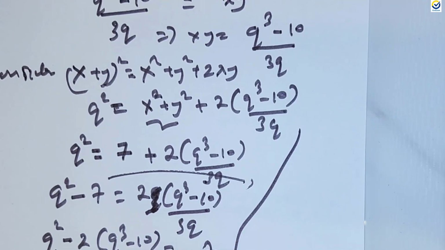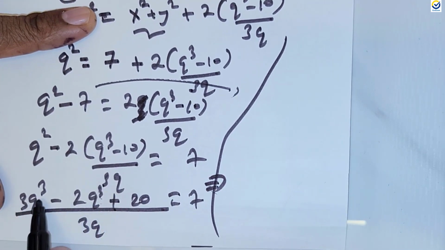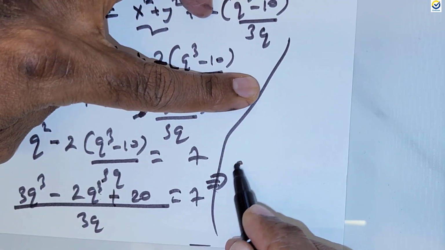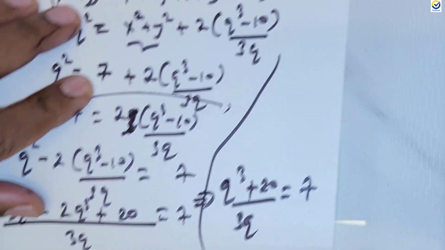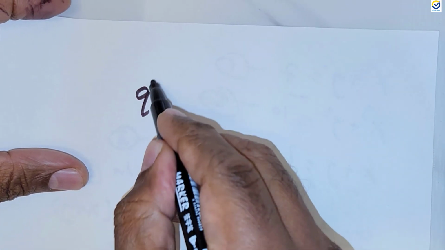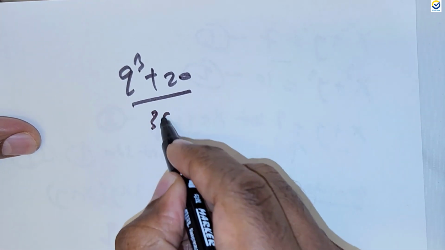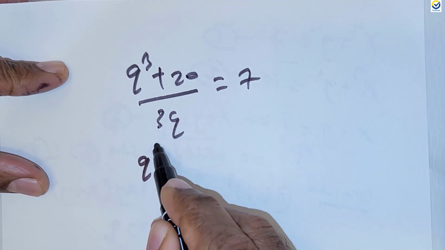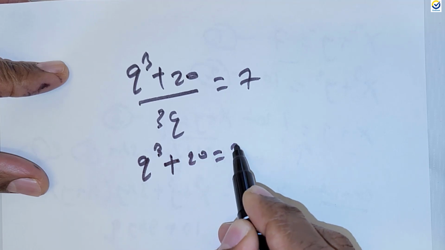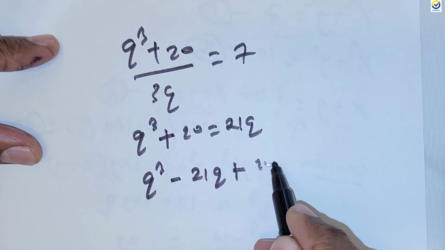Now probably I will simplify this. So 3q cubed minus 2q cubed is going to give me q cubed, and a plus 20, divided by 3q, is equal to 7. So let me write that down: q cubed plus 20 divided by 3q is equal to 7. So from this we are going to get q cubed plus 20 is equal to 21q. So q cubed, I bring this 21q, minus 21q plus 20 is equal to 0.